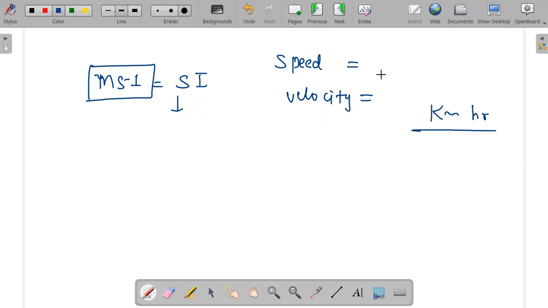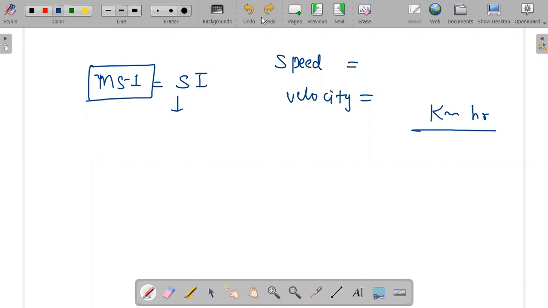And remember one thing, that you will find many questions asking what is the unit of speed or what is the unit of velocity. Now if it is written like this, then this is the unit of velocity and speed both. But if you don't find this, then you have to write that this is the unit of velocity, this is the unit of speed.